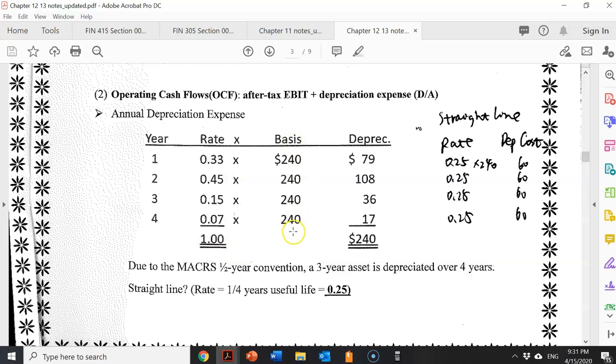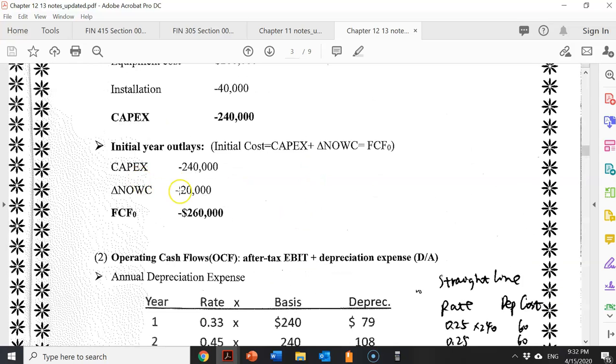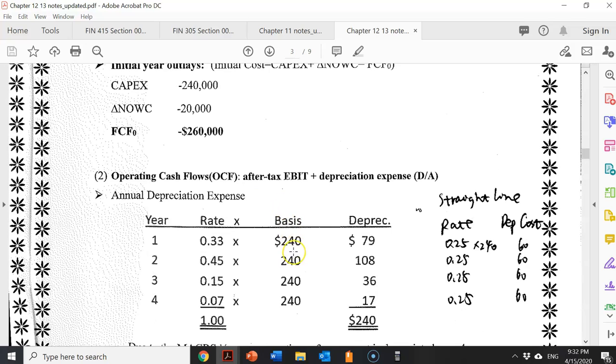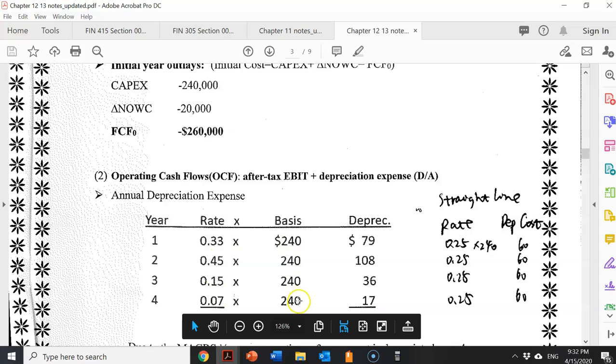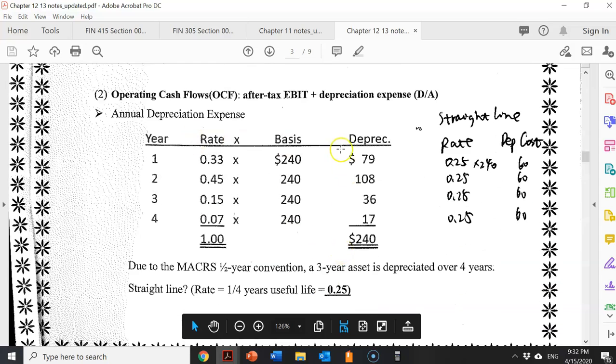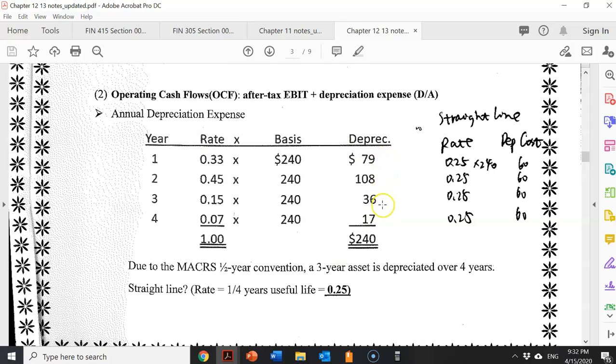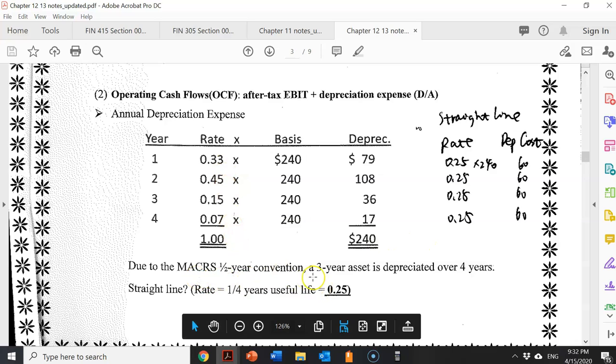Now we know the base value for our equipment is 240,000. So we multiply the 4 rates by 240. The depreciation expense for each year is 79, 108, 36, and 17, and they should add up to 240,000, the full value of the equipment. These rates are decided using the 3-year convention.